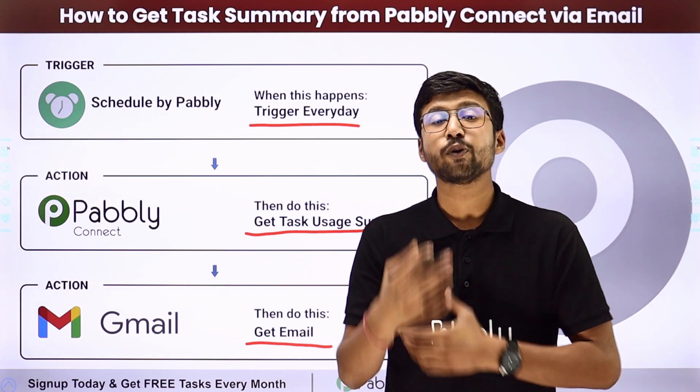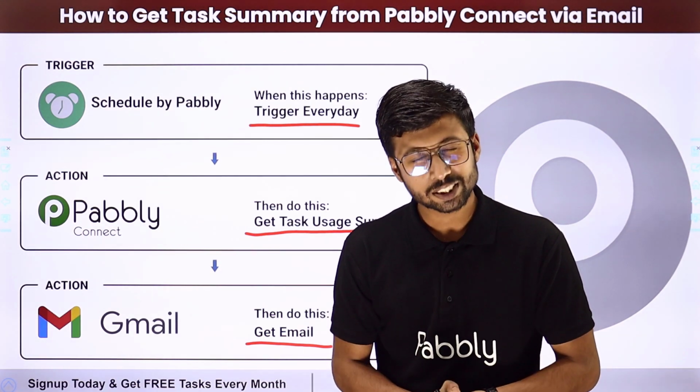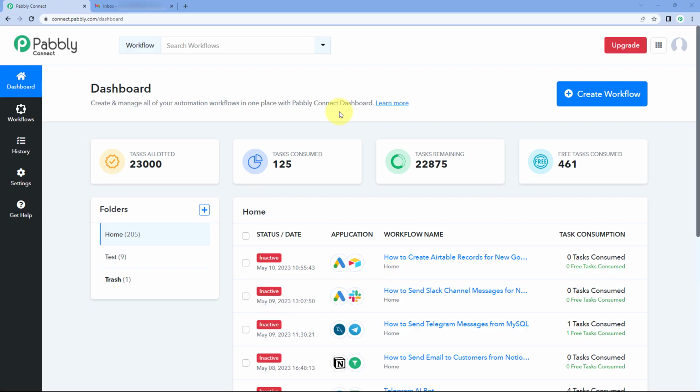So if you want to know how you can check this task usage summary or set up this automation, for that you just have to come with me to my screen. As you can see, here we are on Pabbly Connect's dashboard. And now in your own Pabbly Connect account, you can actually see the task usage, the task consumption summary according to workflows as well. So let me show you.